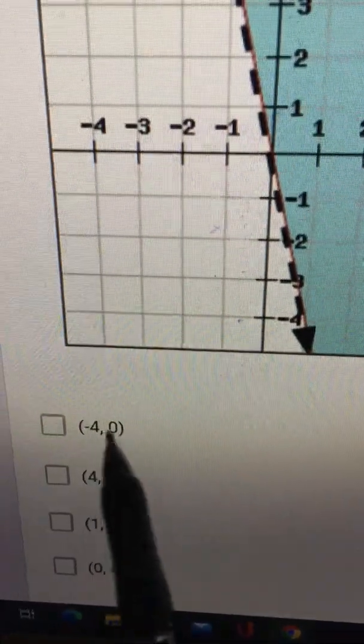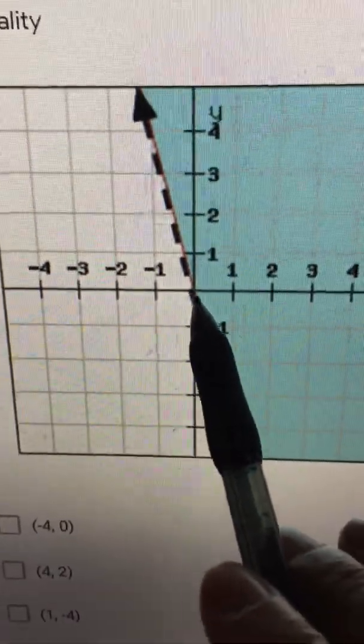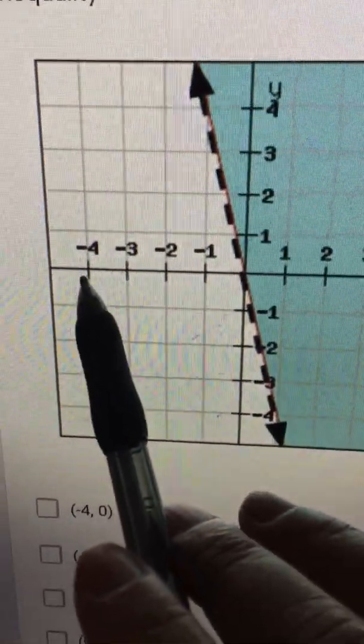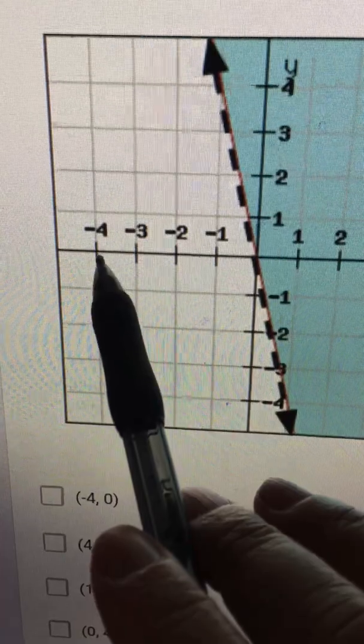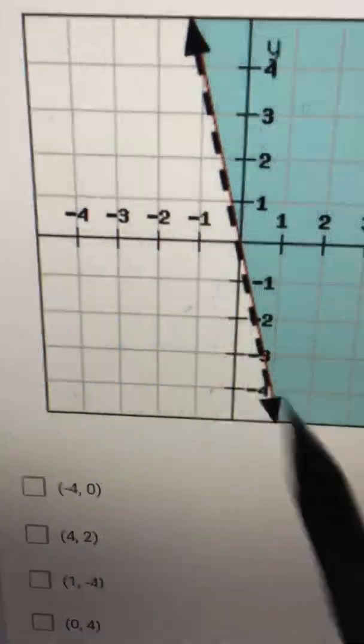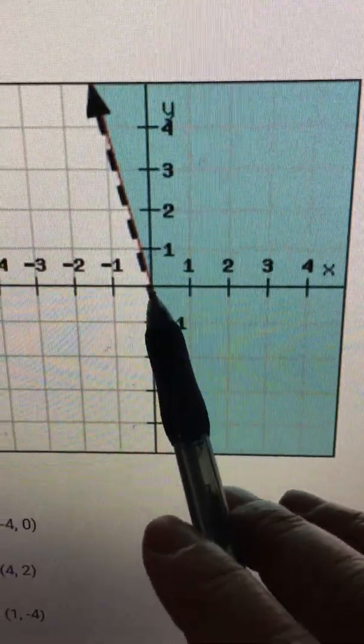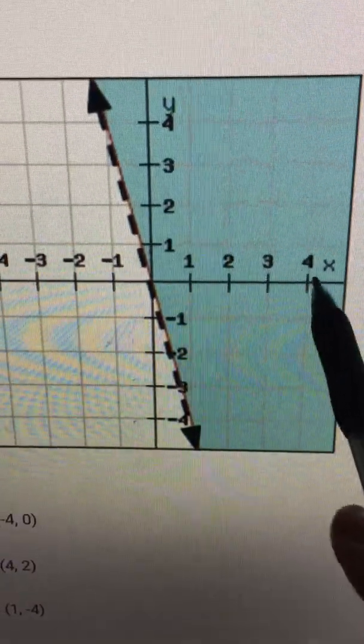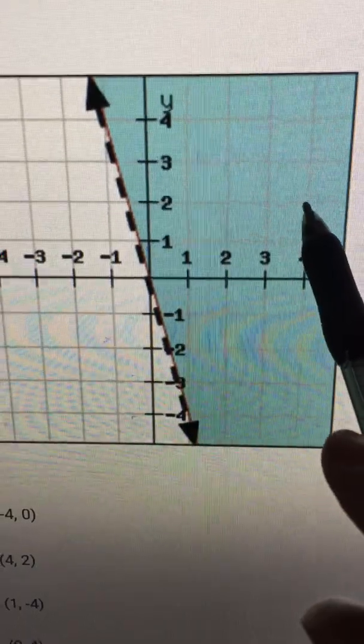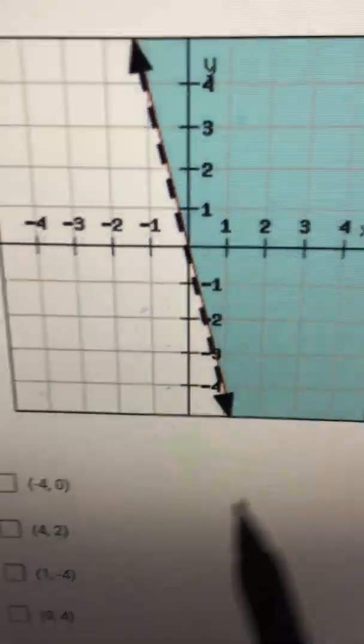So this is left 4 and stay where you are. So from the origin, if I go left 1, 2, 3, 4, I am right there, and that is not in the shaded area. It is not a solution. All right, do not click it. 4, 2. From the origin, always start at the origin. You go right 1, 2, 3, 4, positive 4, and up 2, positive 2. You're right there. You're in the shade. So yes, that one is a solution.